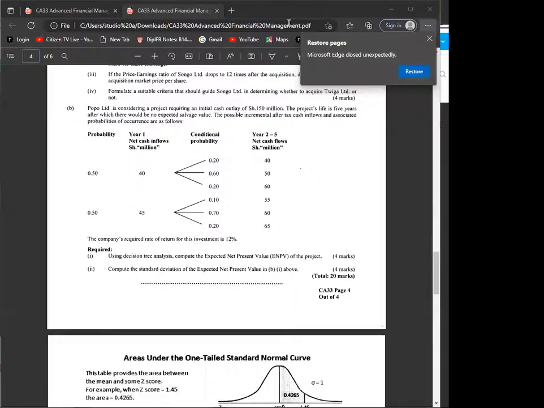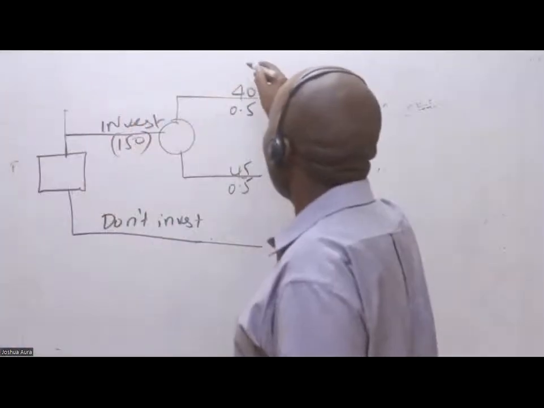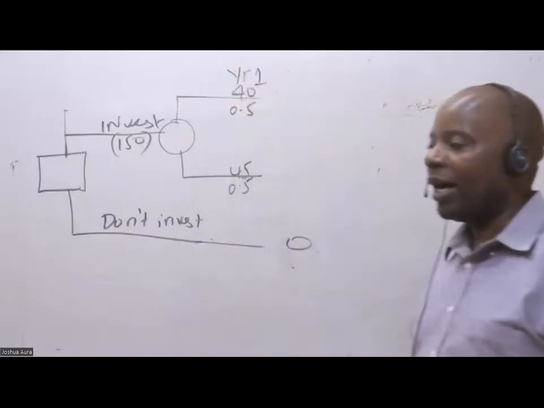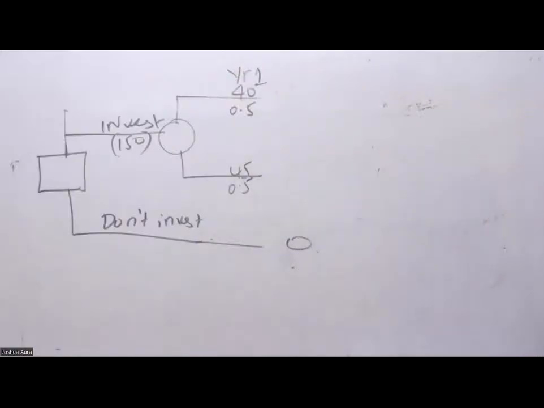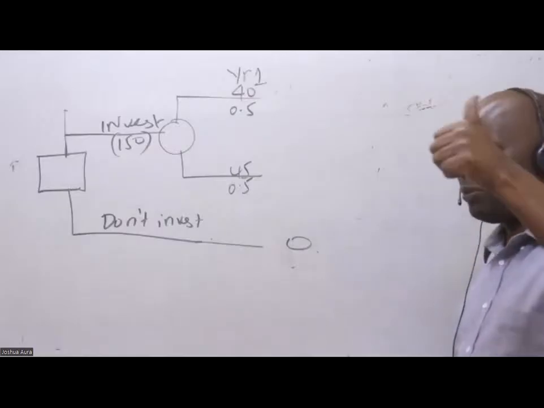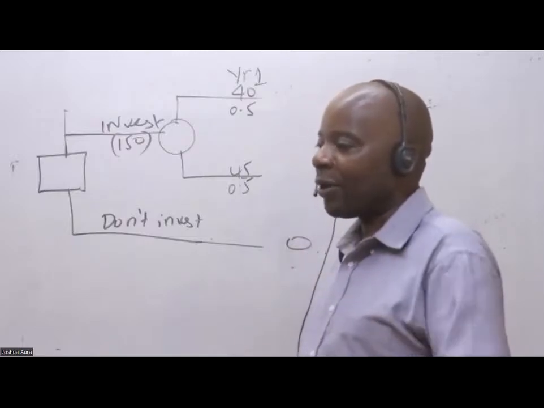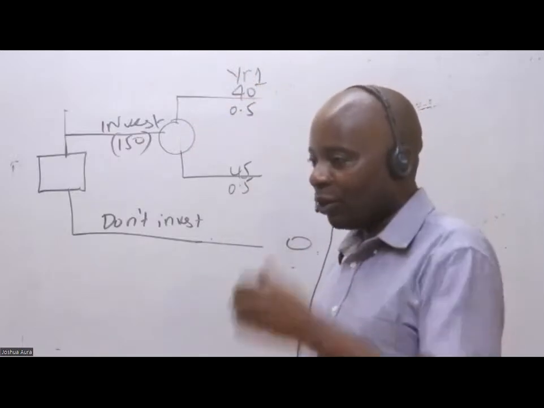So could you kindly draw first of all up to here? Remember, these are year 1 cash flows. The moment you draw up to here, could you kindly put a thumbs up to tell me, Mwalimu, we are together up to there, or a thumbs down if you're not able to follow.